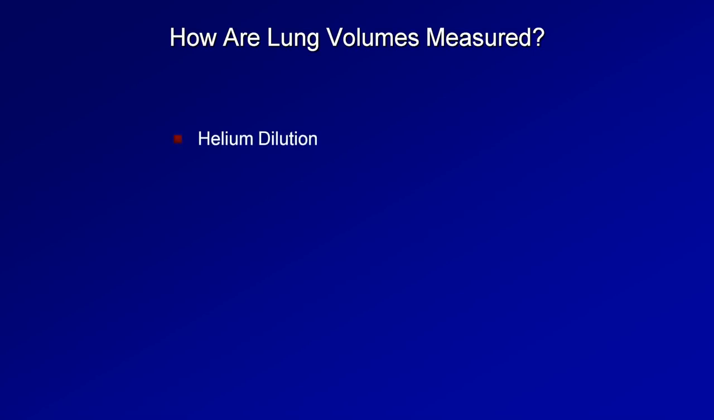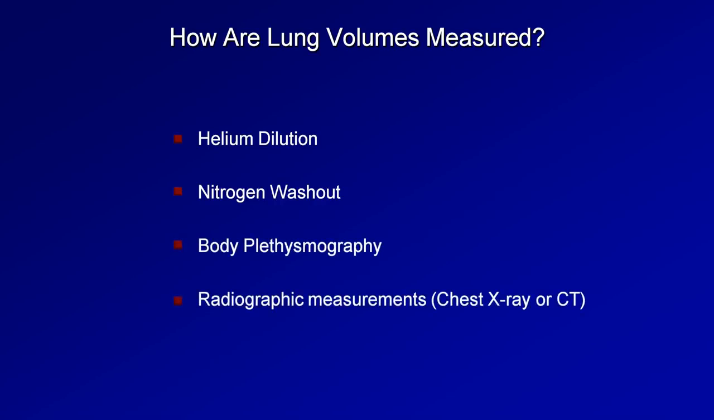They are helium dilution, nitrogen washout, body plethysmography, and the use of chest X-rays or CT to extrapolate volumes from radiographic measurements. The first 2 items on this list use a very similar principle and are collectively referred to as gas dilution techniques. Let me briefly review how each works.